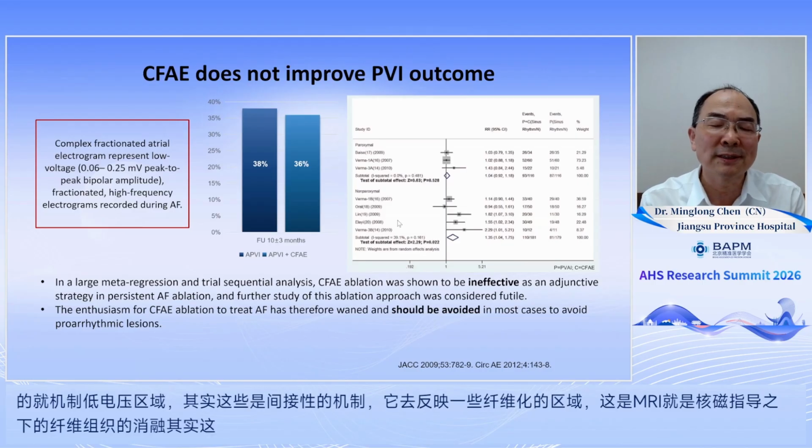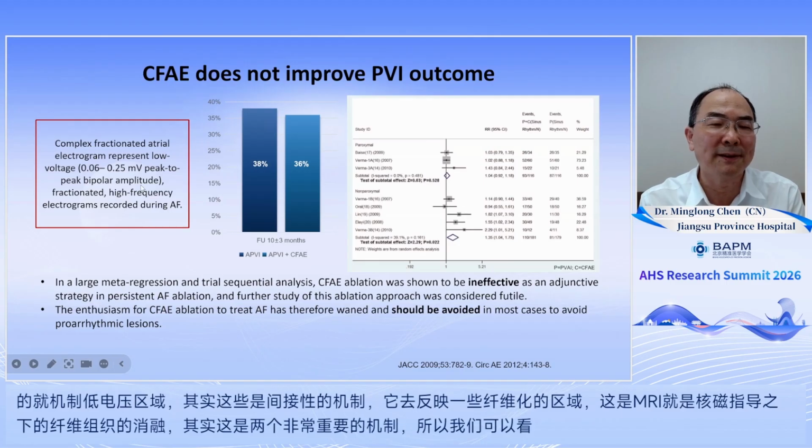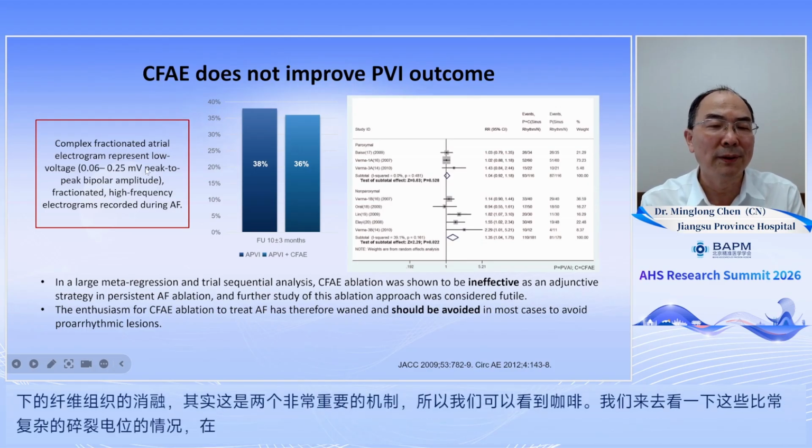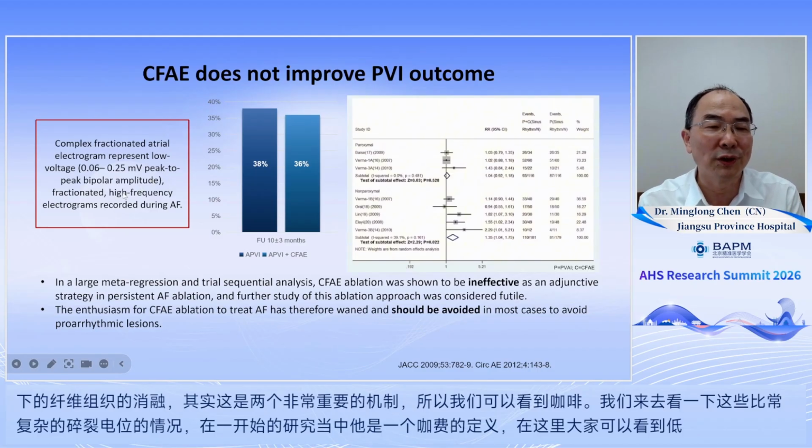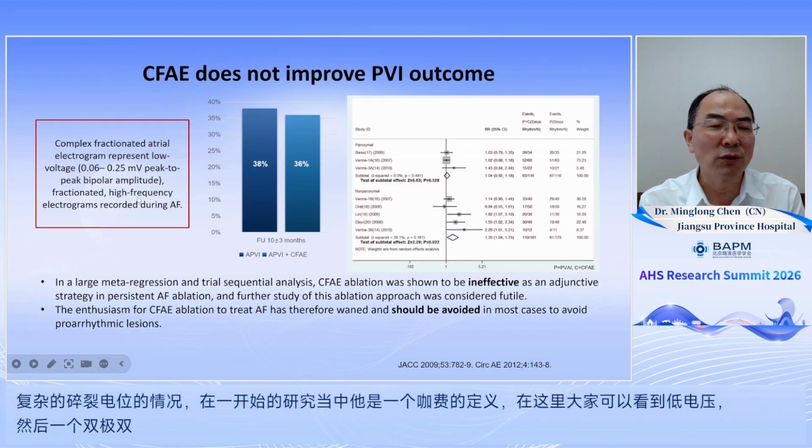Let's go over the concept of the complex fractionated electrogram, CFAE. In the initial studies, this is the definition of the CFAE. You can see here low voltage, peak to peak bipolar amplitude. This is low voltage, and fractionated, high frequency. So this is the definition of the CFAE.